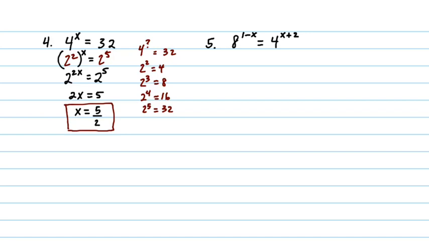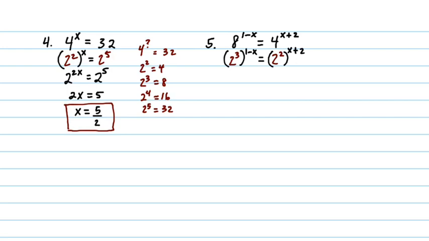Let's go ahead and look at number 5. So actually this is very similar to the one we just did. I can't write 8 as some power of 4. So I've got to think smaller again. I'll have to use 2. In fact, 2 cubed is 8. So we'll write the left side as 2 cubed to the 1 minus x power. And of course 4 can be written as a power of 2. It's 2 squared to the x plus 2 power.